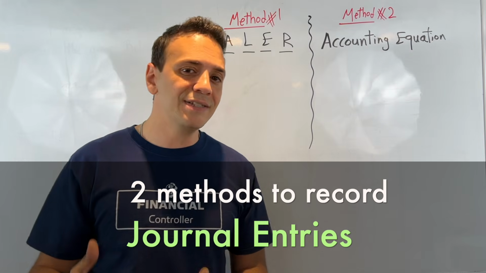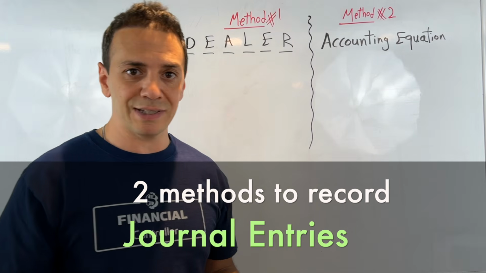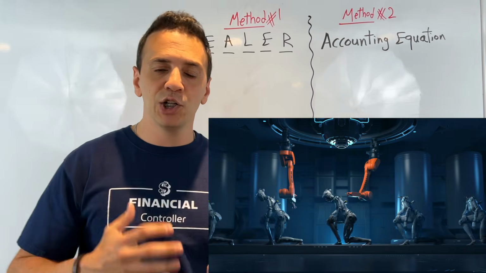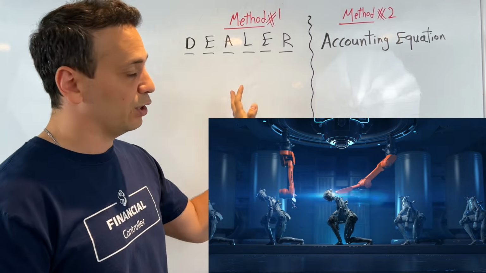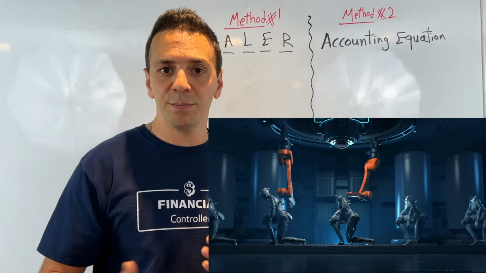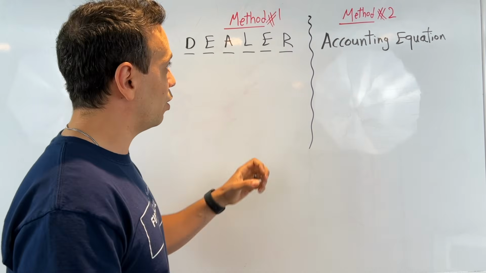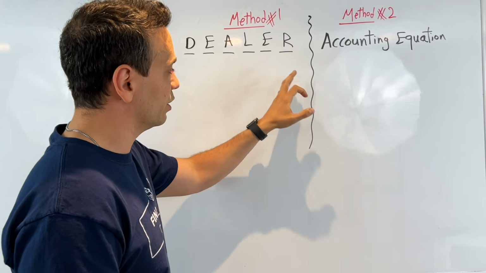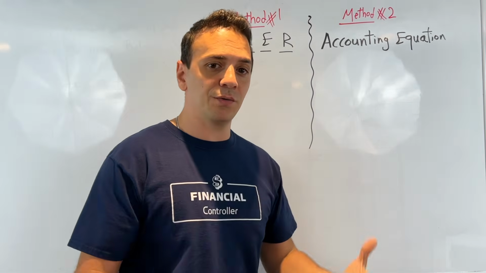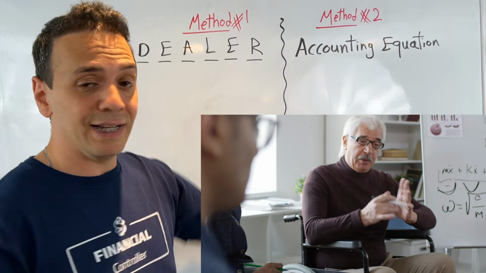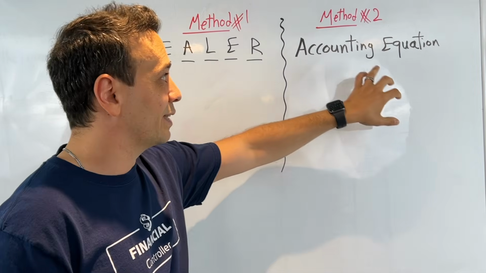And from what I've seen, when you start out as an accountant, you normally begin with this. You're mechanically remembering, and we'll go through it in a minute with examples, how to record your debits and credits, based on remembering this acronym, DEALER. And then as you progress in your career, you understand the foundation of accounting, you use this. This becomes second nature, and this is the one that I recommend.